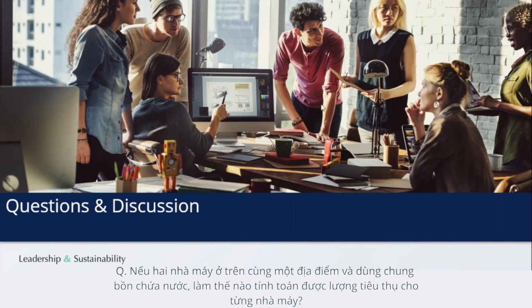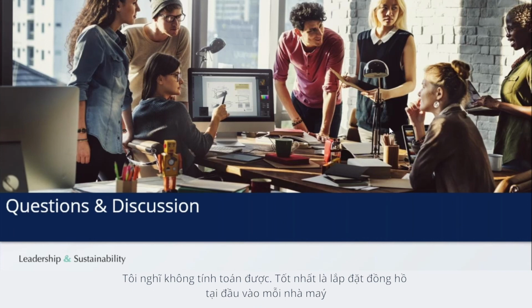And then we have also one question. If two factories are located in a compound and they are using the same water tank, how can we then calculate the individual facility quantity? Well, you actually cannot do that. So let's say both factories are withdrawing water from the same water tank, and you don't have any meters installed at the inlet of your factory, then it's not possible to calculate it. So you would need to install a meter there.